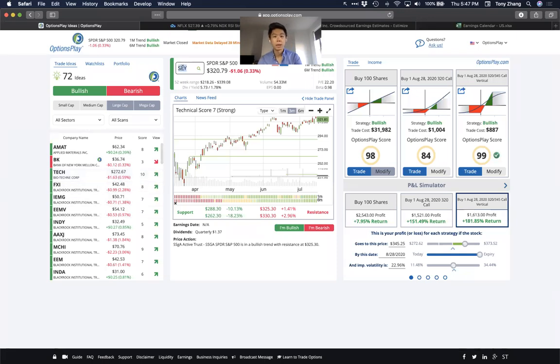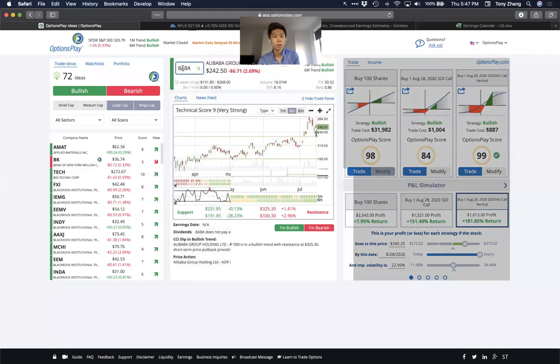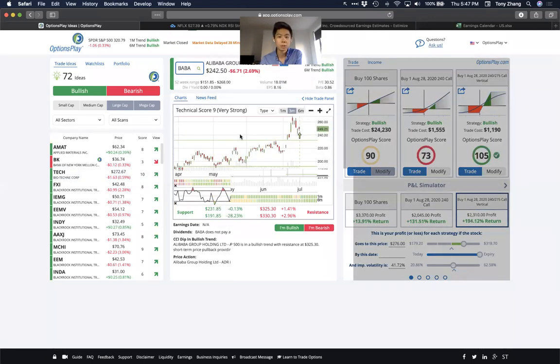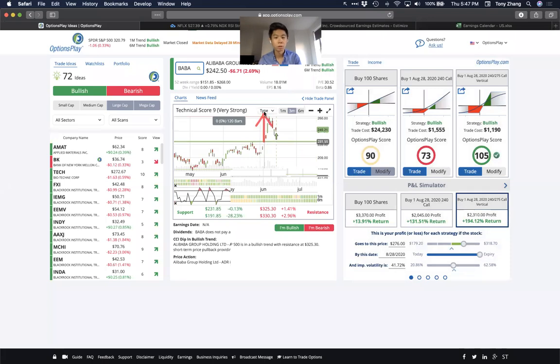What are your thoughts on BABA? I don't really have a strong view here on BABA, but recently it broke out above this major 230s resistance level, came back to retest it.